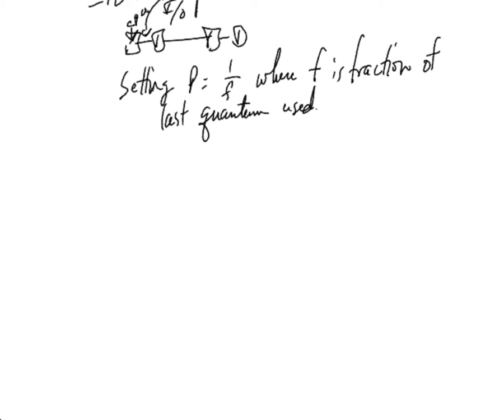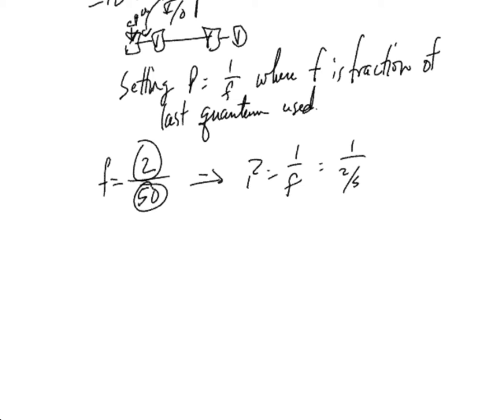So, for example, suppose a process in its last quantum, f is equal to 2 over 50, or in other words, 50 milliseconds was allotted in the quantum, and it used only 2 of them. Therefore, the priority would be 1 over f, which is 1 over 2 over 50, which is 50 over 2, which is 25, a high priority of 25.